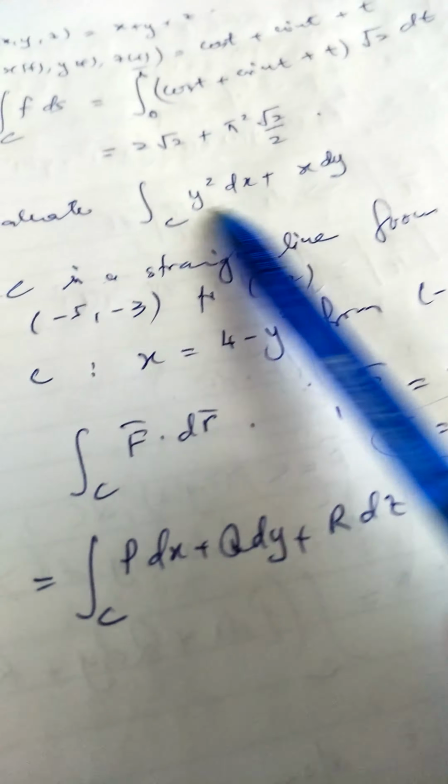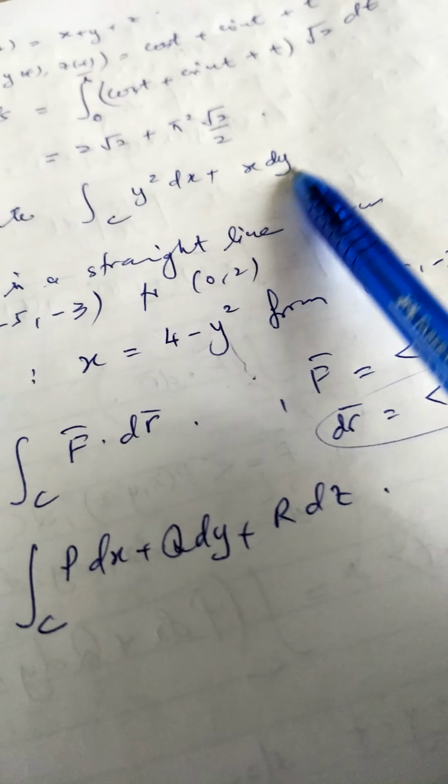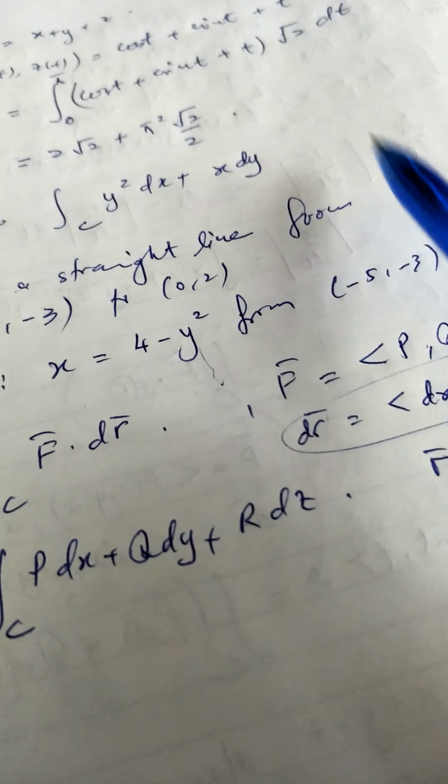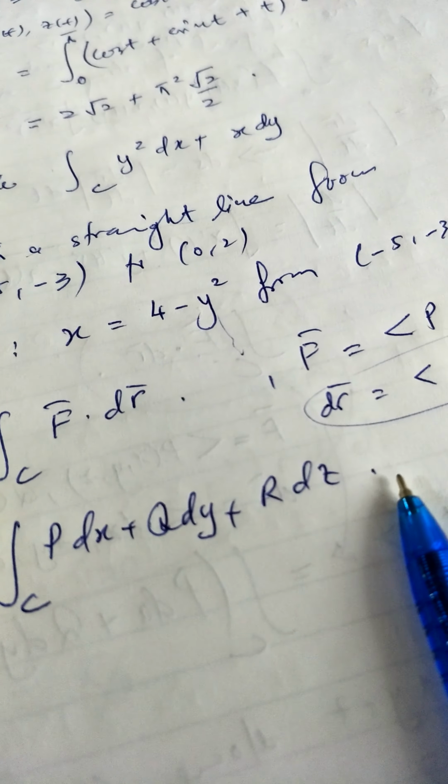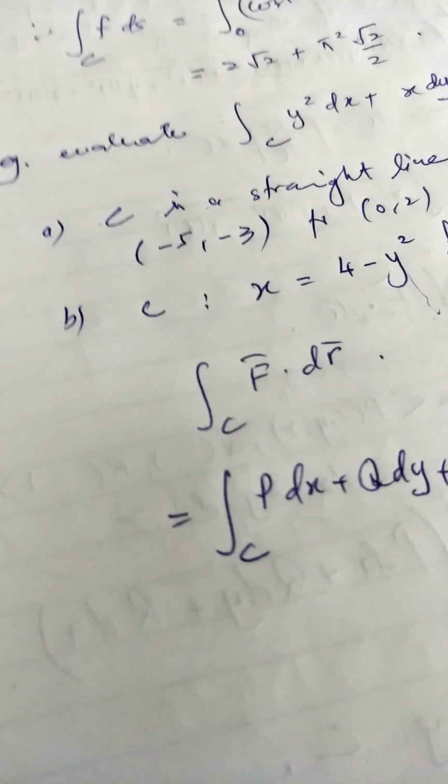Alright, so we have y squared dx, here we have p dx, we have x dy, we have q dy, and for dz we have 0 terms there, so that one we have 0. So now how can we solve this kind of problem?